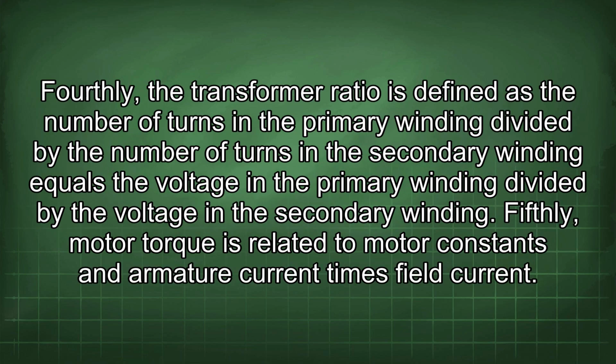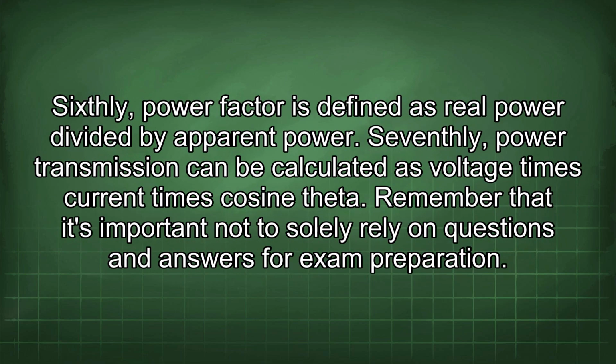Fourthly, the transformer ratio is defined as the number of turns in the primary winding divided by the number of turns in the secondary winding, which equals the voltage in the primary winding divided by the voltage in the secondary winding. Fifthly, motor torque is related to motor constants and armature current times field current. Sixthly, power factor is defined as real power divided by apparent power. Seventhly, power transmission can be calculated as voltage times current times cosine theta.